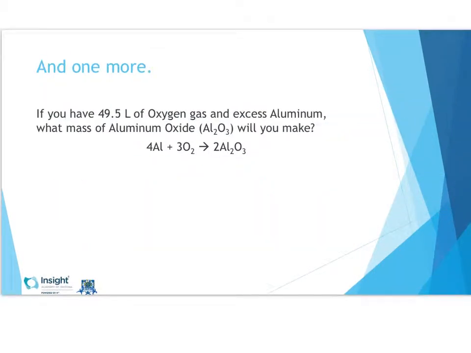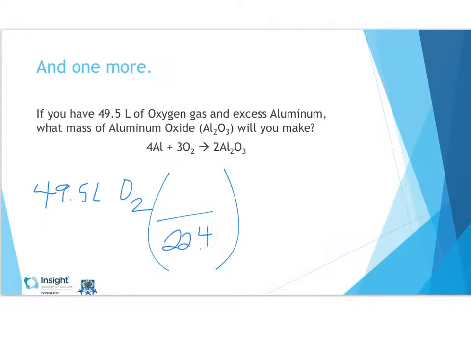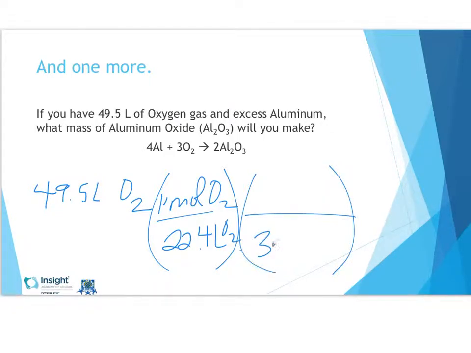Alright, so last one. If you have 49.5 liters of oxygen gas, excess aluminum, what mass of aluminum oxide will you make? So here I have 49.5 liters of O2. I'm going to convert that to moles. I know that a mole of anything, regardless of its formula, is 22.4 liters, and that's equal to 1 mole. And then I have my molar ratio, 3 moles of O2 in the bottom, so I can cancel that out.